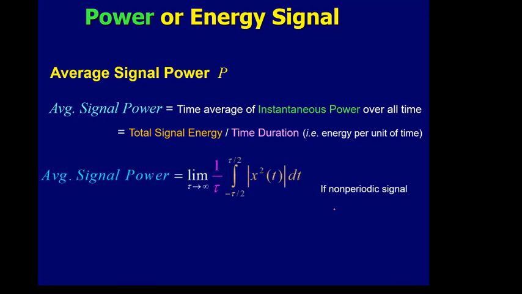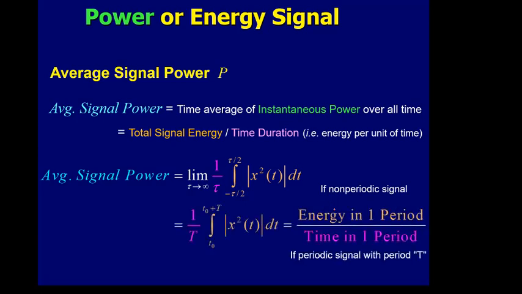In integral form, then, we can integrate the instantaneous power, which is x squared of t, over some interval, minus tau over 2 to plus tau over 2, and divide it by the time duration tau, by multiplying by 1 over tau. And if we want to cover the entire signal, we would have to let tau go to infinity in both directions. This would be the expression we would use particularly for a non-periodic signal.